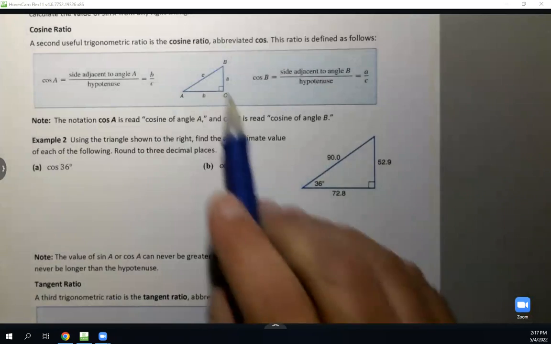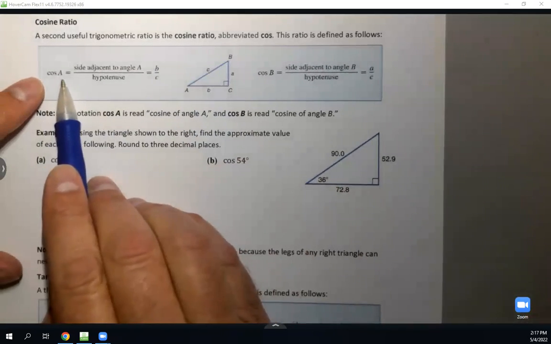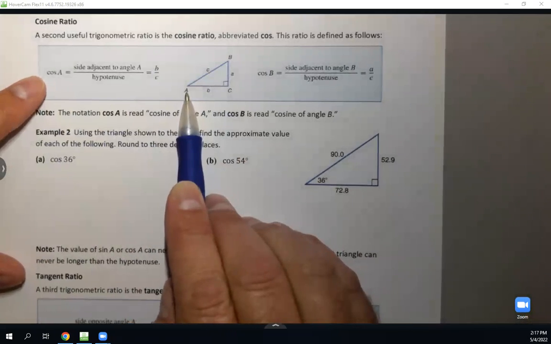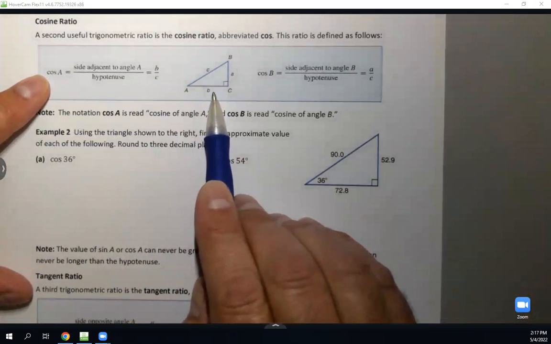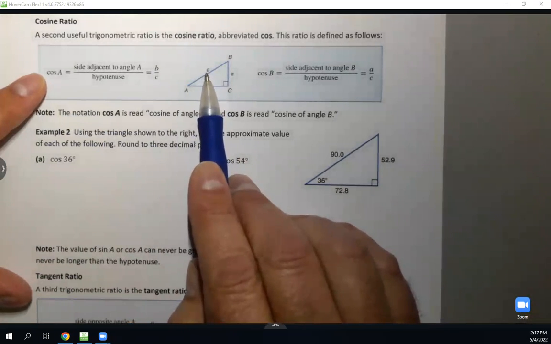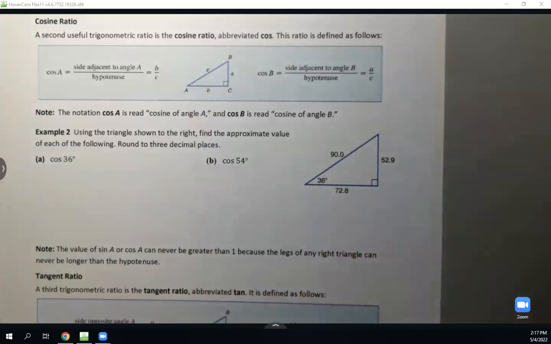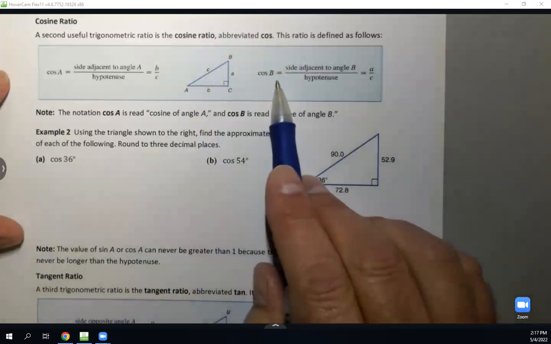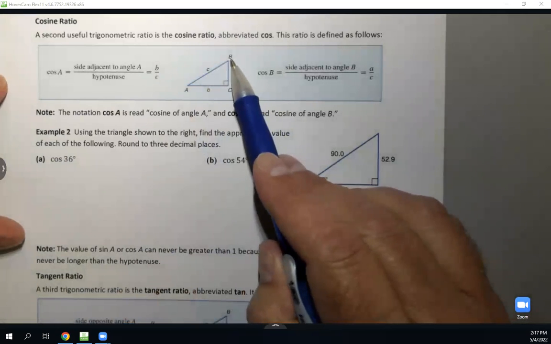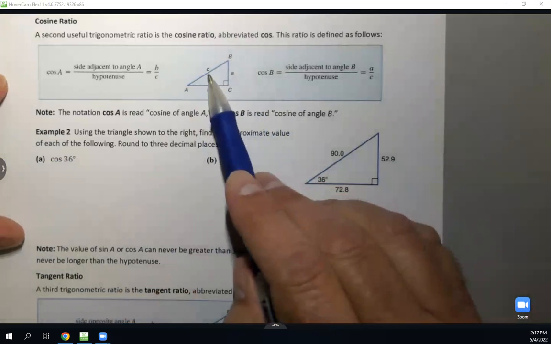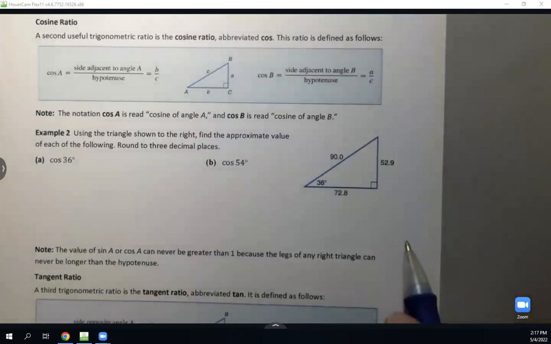Anyway, so back to the cosine. So the cosine of angle A, so angle A is right here. It's going to be the side adjacent to angle A, which would be side b, over the hypotenuse, which is c. Does that make sense? And the cosine of angle B, so angle B is right here, is going to be the side adjacent to angle B, which is side a, over the hypotenuse, which is c. So it's just like sine, except sine is opposite over hypotenuse, cosine is adjacent over hypotenuse.